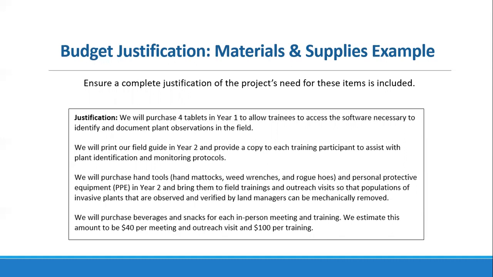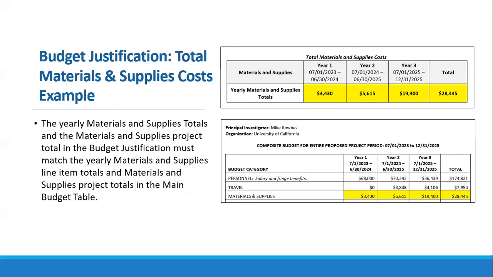And again, what you're aiming for here is to provide reviewers with a good enough sense that you have a good, well laid out plan, and you know what you'll need to achieve it and what costs will be incurred to achieve those goals. Then, similar to what we saw in personnel and travel, make sure that the total materials and supplies costs table that you'll fill out based off of the general materials and supplies tables matches the line item in the main budget table.